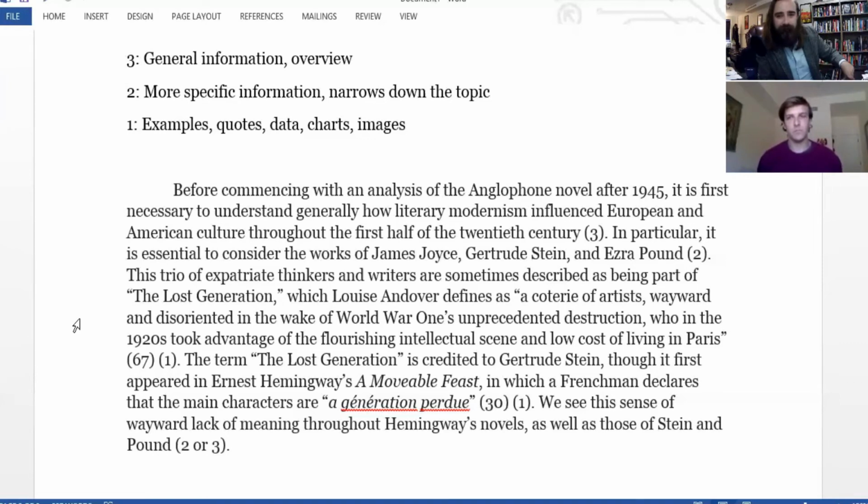And we see this sense of wayward lack of meaning throughout Hemingway's novels, as well as those of Stein and Pound. So if we were thinking about this from the perspective of the levels, this actually doesn't reach those 4s or 5s afterwards. But sometimes that's okay. If we're doing basic teaching, if this paragraph is setting up another paragraph which will continue on. So yeah, I can see the uses of this.